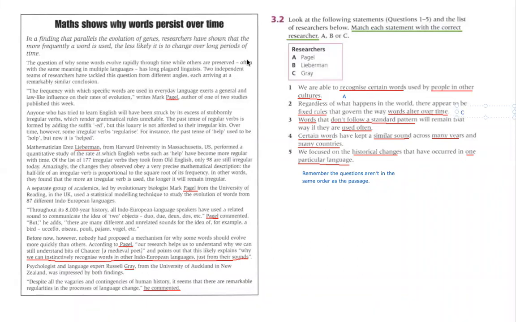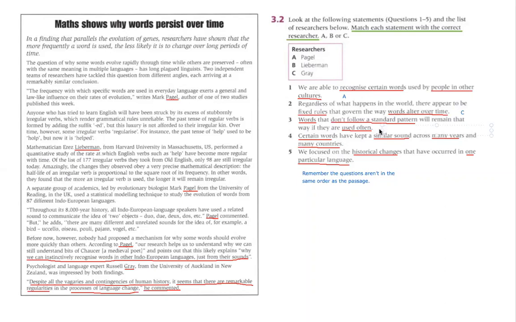Okay, so C, Gray, is correct. And we got our information at the bottom here. They said, despite all the variances and contingencies in human history, so this matches with regardless of what happens in the world, okay, there appear to be, it seems that there are remarkable regularities. So this here is a paraphrase for fixed rules in the process of language change. And this here talks about words altering over time. So again, you really need to look for paraphrases.